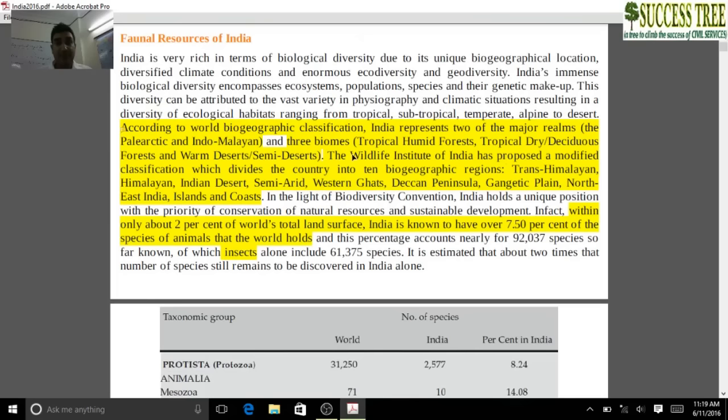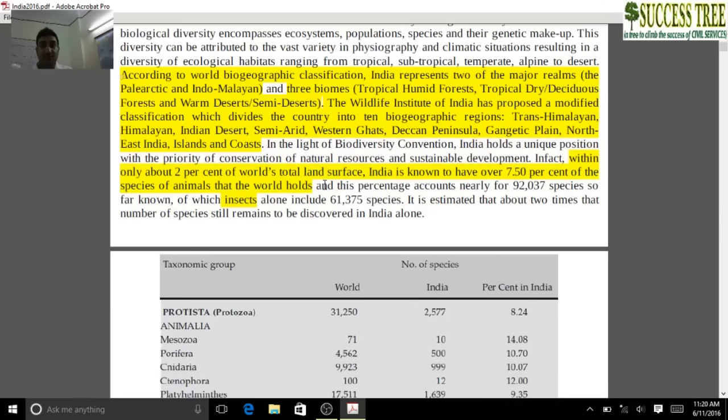Now there are 3 biomes as well. See the biomes: tropical humid forest, tropical dry deciduous forest, and warm desert or semi-deserts. Now Wildlife Institute of India has a somewhat modified classification that includes 10 biogeographic regions. You can go through them once. If you remember them well and fine, then you can leave it.